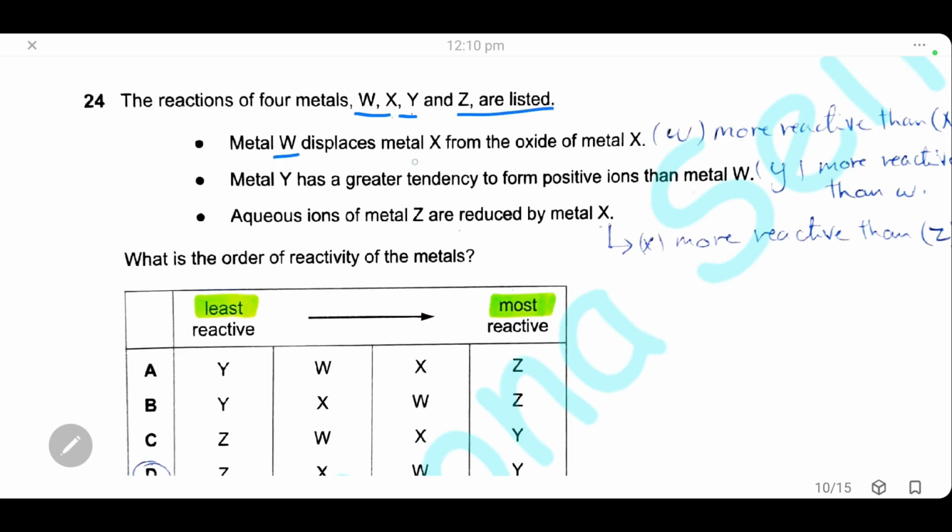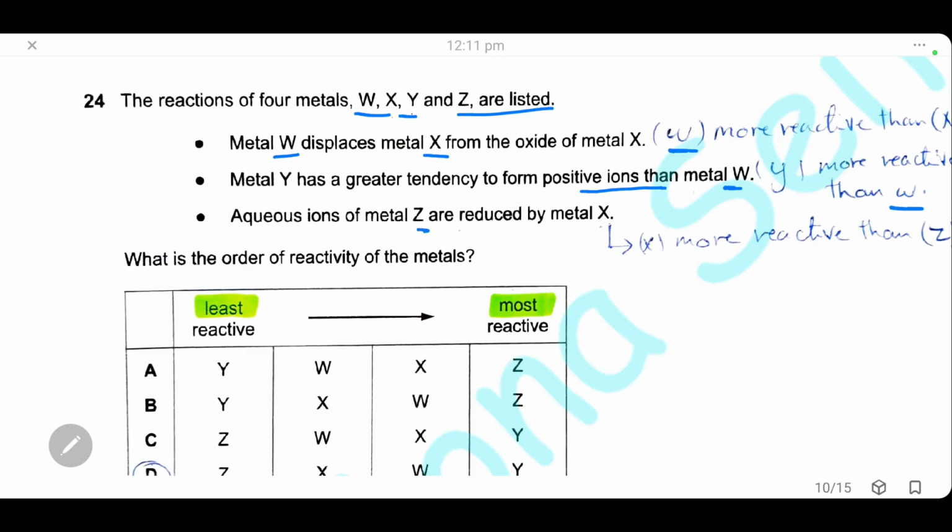Metal W displaces metal X from the oxide of metal X, so W is more reactive than X because W displaces metal X. Metal Y has a greater tendency to form positive ions than metal W, so metal Y loses electrons and forms positive ions, so Y is more reactive than W.